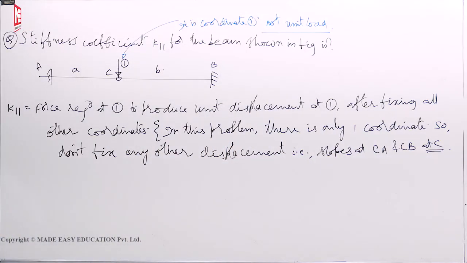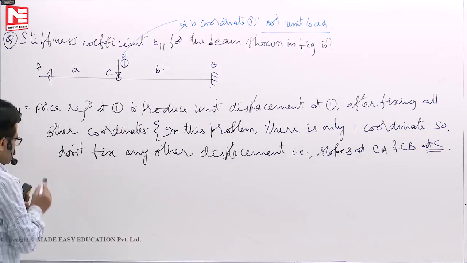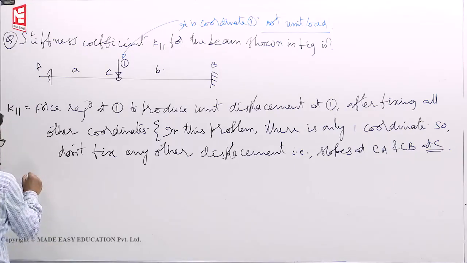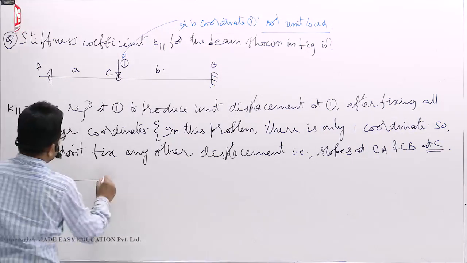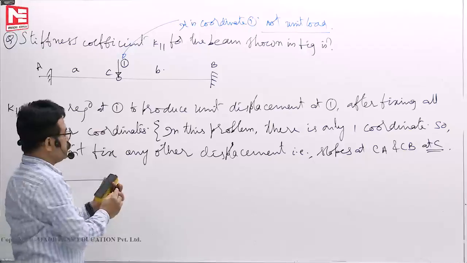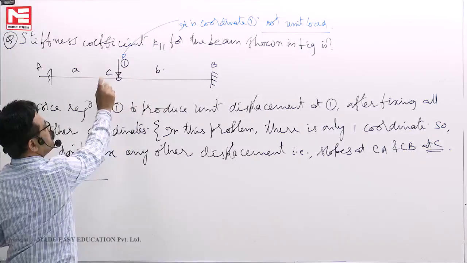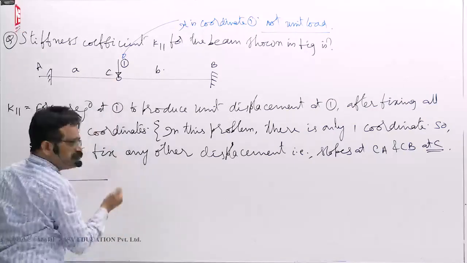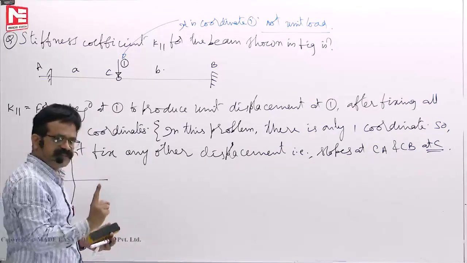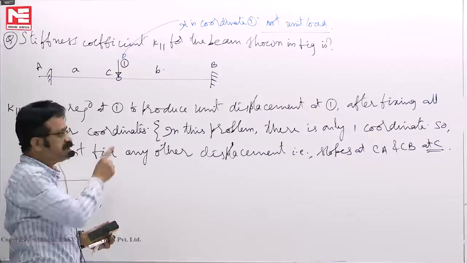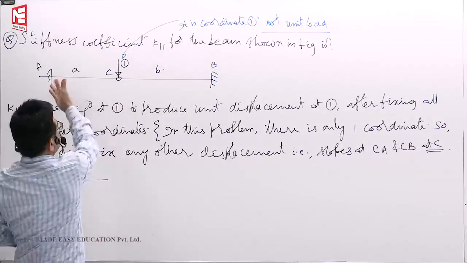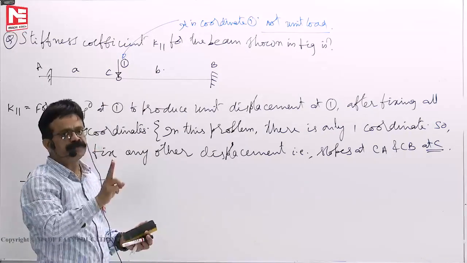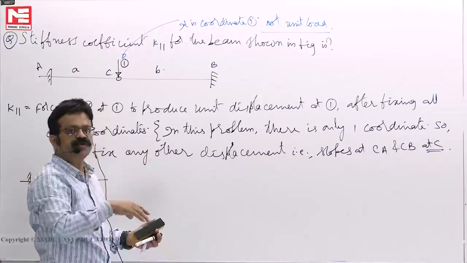Now with this understanding, how should we solve the problem? Now see, combined problem, what we have to do is, hold 1, permit the slopes to happen. Hold it, pull it down by 1. For that displacement, how much force we have to apply? That is called K11. But for a fixed beam with a central hinge, we don't know how to find that force.